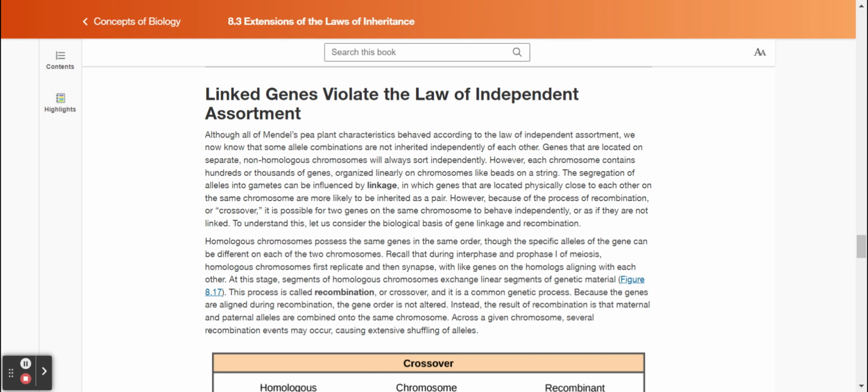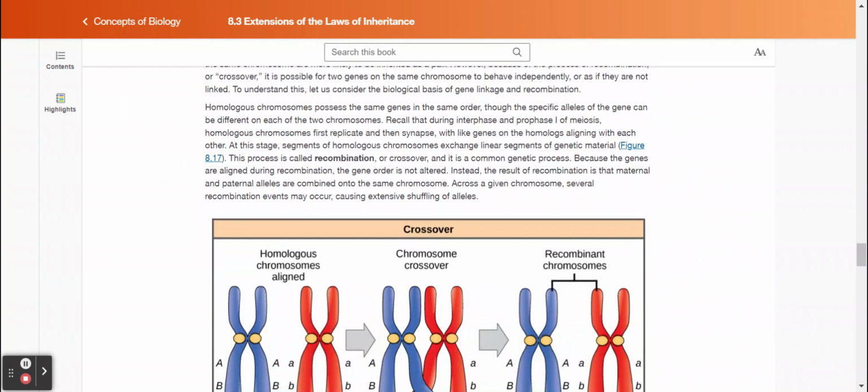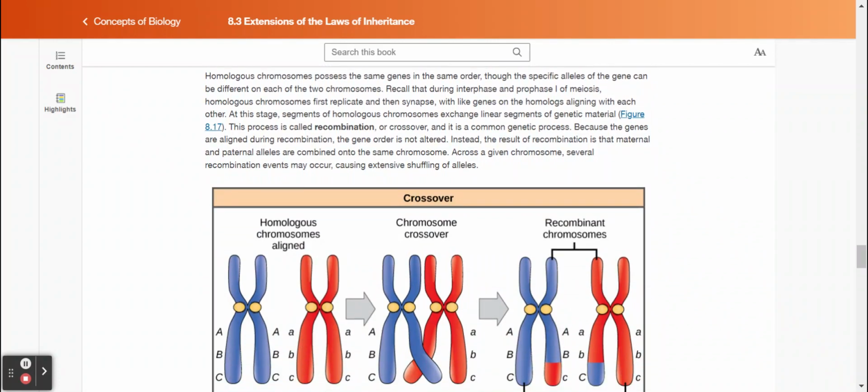However, because of the process of recombination or crossover, it is possible for two genes on the same chromosome to behave independently, or as if they are not linked. To understand this, let us consider the biological basis of gene linkage and recombination. Homologous chromosomes possess the same genes in the same order, though the specific alleles of the gene can be different on each of the two chromosomes.